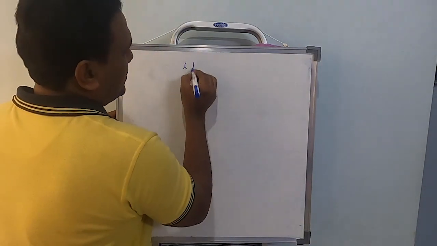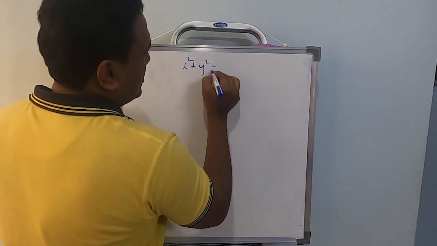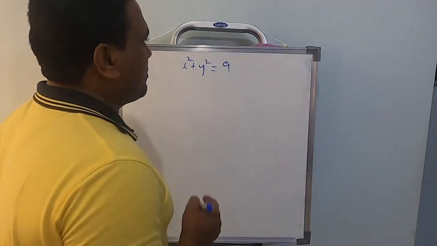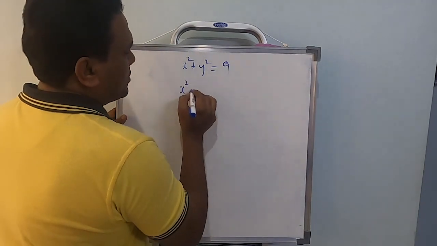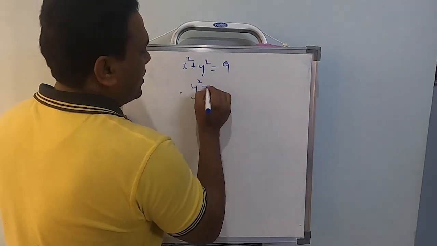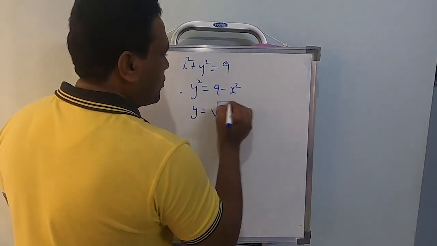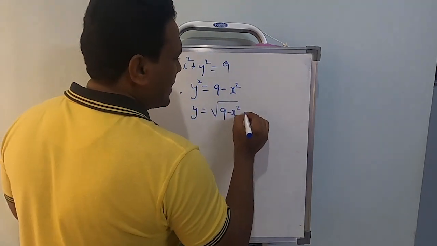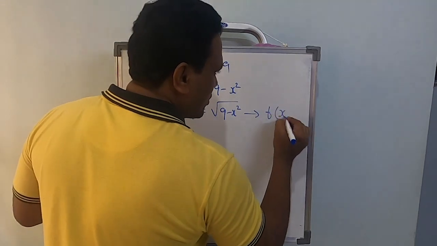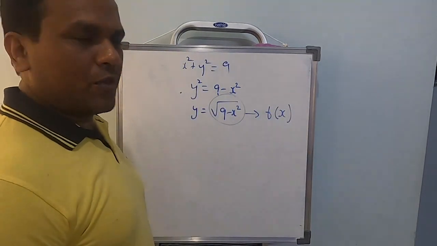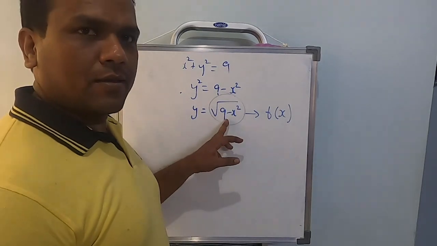I have x square plus y square is equal to 9. Now let me simplify a little bit. y square will be equal to 9 minus x square. So y will be equal to root of 9 minus x square. This is a function of x. Remember, this does not contain any y term. So it's a pure function of x.